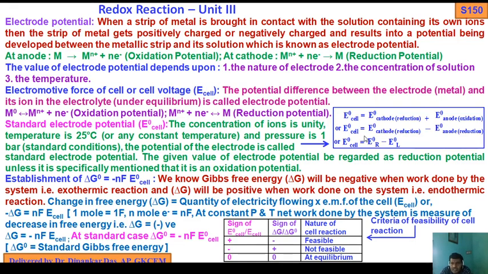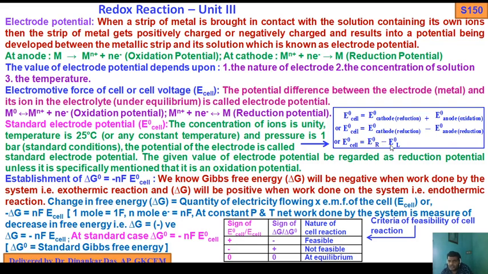Now we can write E0 cell equals E0 cathode reduction minus E0 anode reduction. Why do I put minus? Because I change the oxidation into reduction. The magnitude of the potential value will be the same, but the sign will be opposite. When you write oxidation, it should be plus from the galvanic cell; when you put minus, it is E0 anode reduction. So E0 cell equals E0 right minus E0 left.